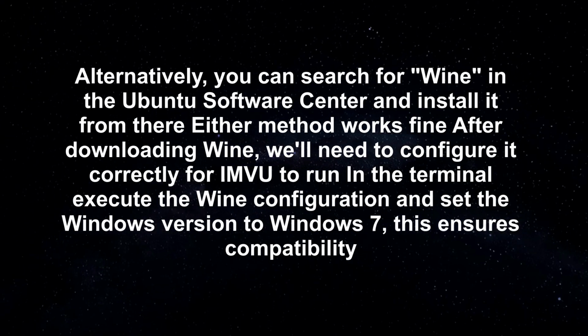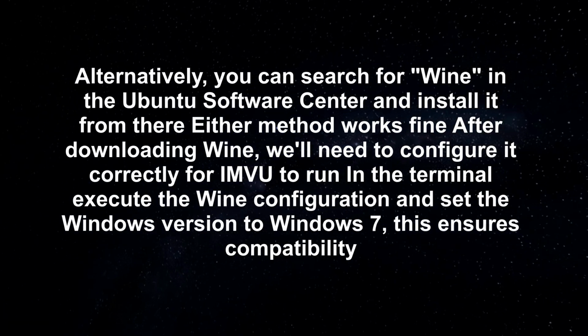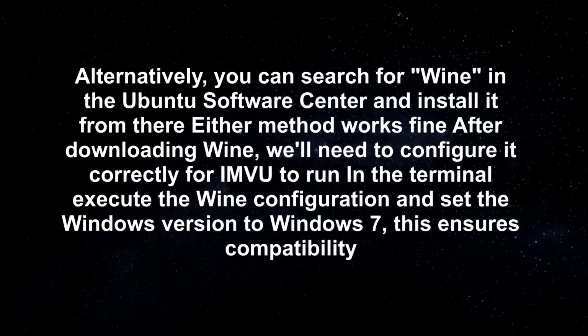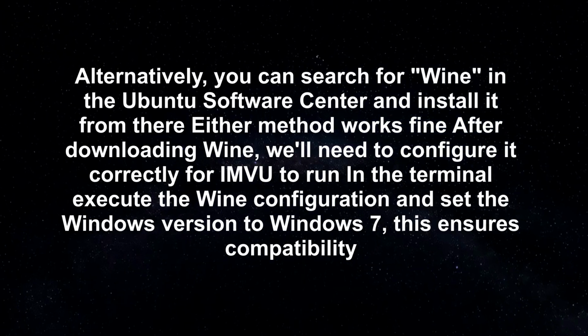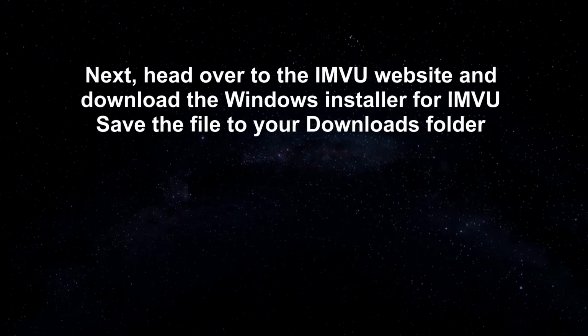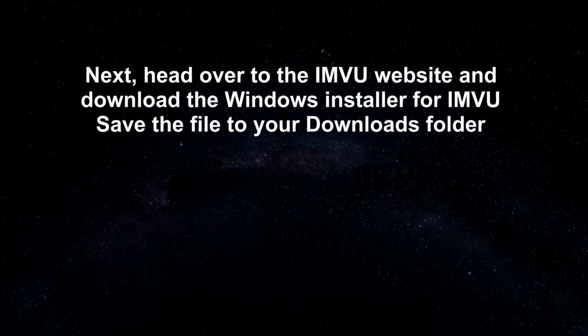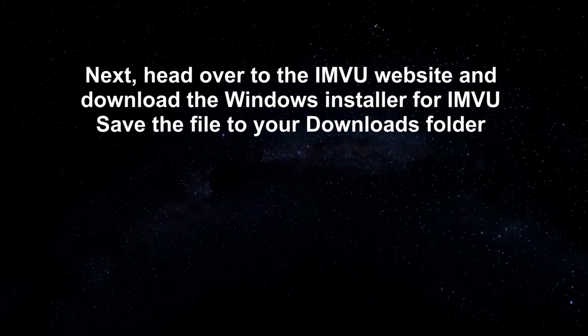After downloading Wine, we'll need to configure it correctly for IMVU to run in the terminal. Execute the Wine configuration and set the Windows version to Windows 7. This ensures compatibility. Next, head over to the IMVU website and download the Windows installer for IMVU. Save the file to your downloads folder.